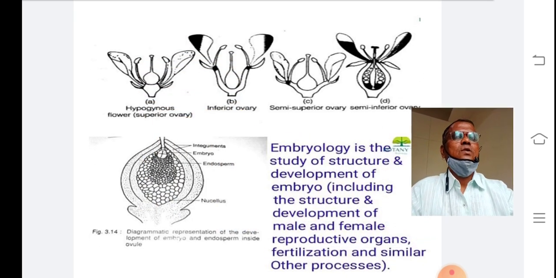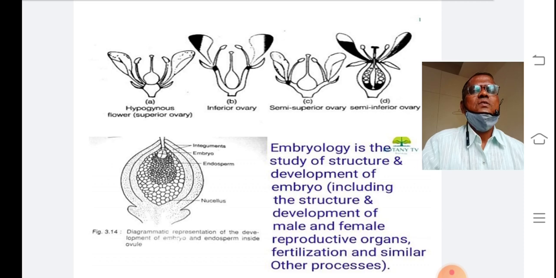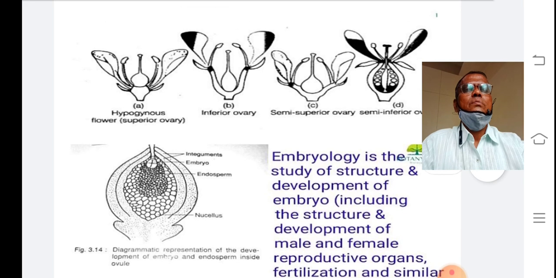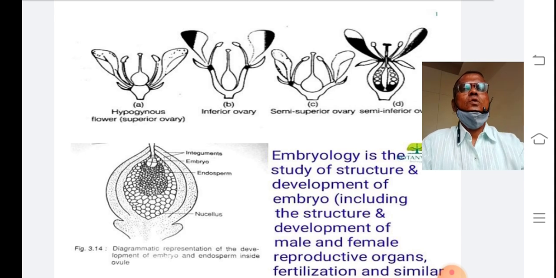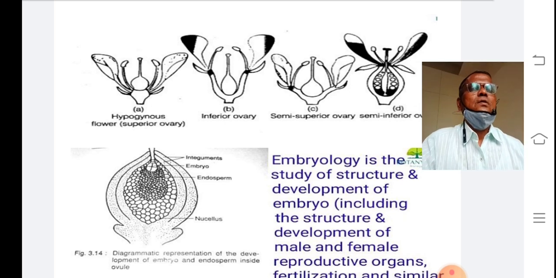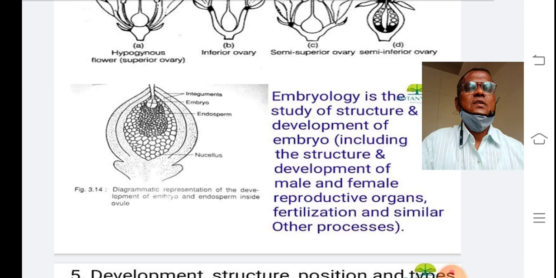Then the second part is embryology. In embryology, the study of the development and structure of male and female reproductive organs is important. Here you are observing our flower structure. Generally we discuss hypogynous flower, epigynous flower, perigynous flower, right? Diagrammatically, in the floral arrangement, when it is below the ovary, it is called hypogynous. When it is above the ovary, it is called epigynous; see the last diagram D. And when it is in between, around the ovary, it is called perigynous, right?